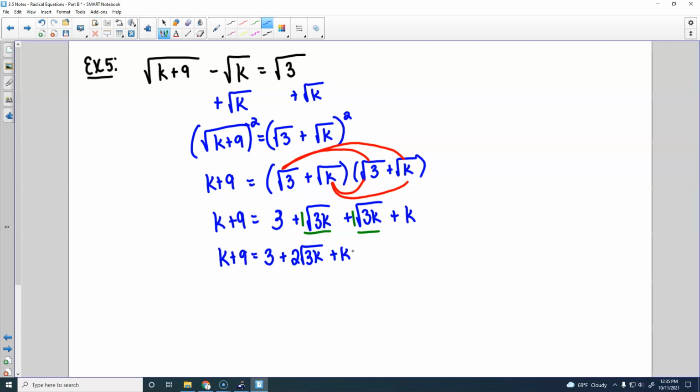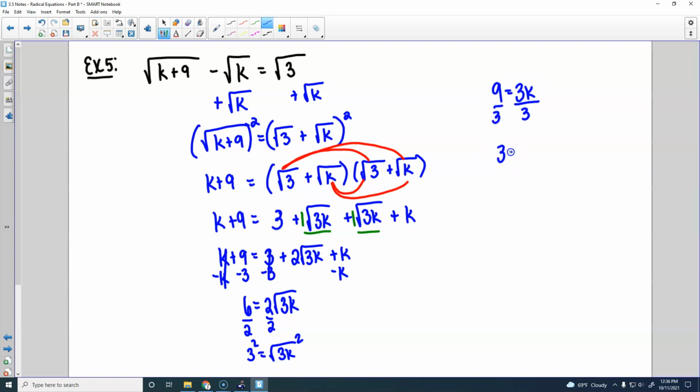So now it's really not so bad anymore, no worse than it was for the other problems at least. We're going to subtract this 3, and we're going to subtract that k, which will get rid of the k on the left-hand side. So we get 6 equals 2 square root of 3k. I would even divide off that 2 because 6 is divisible by 2, so 3 equals the square root of 3k. I'm going to square both sides, so 9 equals 3k, and divide by 3. So 3 equals k.